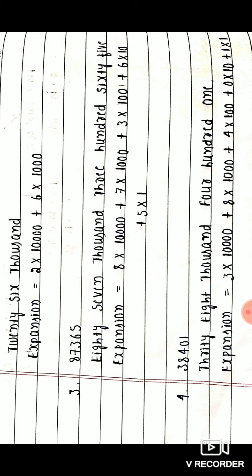The expansion form of 38,401 is equal to 3 into 10,000 plus 8 into 1000 plus 4 into 100 plus 0 into 10 plus 1 into 1. In this way you have to write the expansion form.